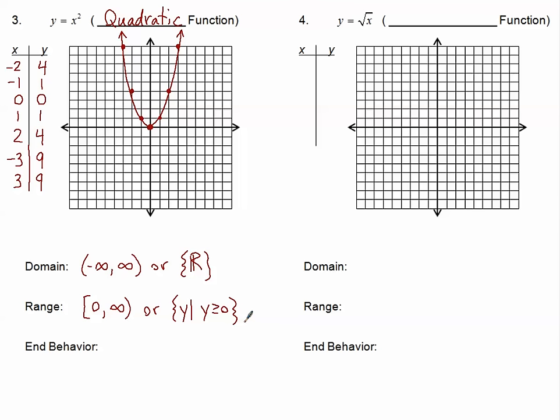And the end behavior, I can see on the far left end, the graph is pointing up. On the far right end, the graph is pointing up. So let's describe the left side: as x approaches negative infinity, the graph, which is y in this case, goes up, or approaches positive infinity. And the right side, as x approaches positive infinity, that's the right side of the domain axis, y is also pointing up to positive infinity.